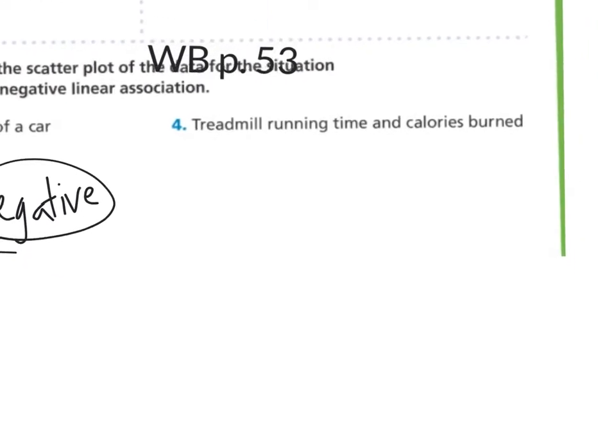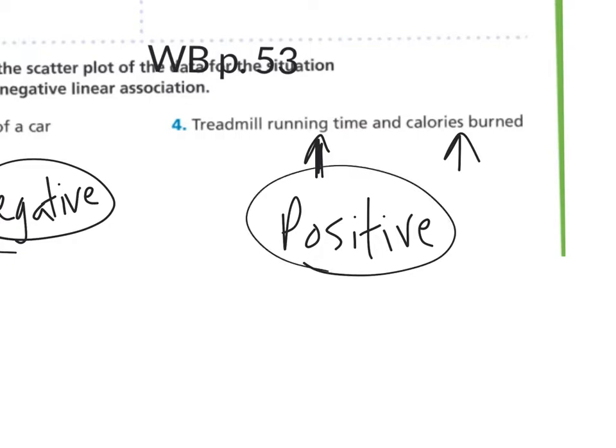So number 4, treadmill running time and calories burned. So if our running time goes up, if we're running more on the treadmill, calories burned would go up as well. So this would be a positive association or a positive relationship.